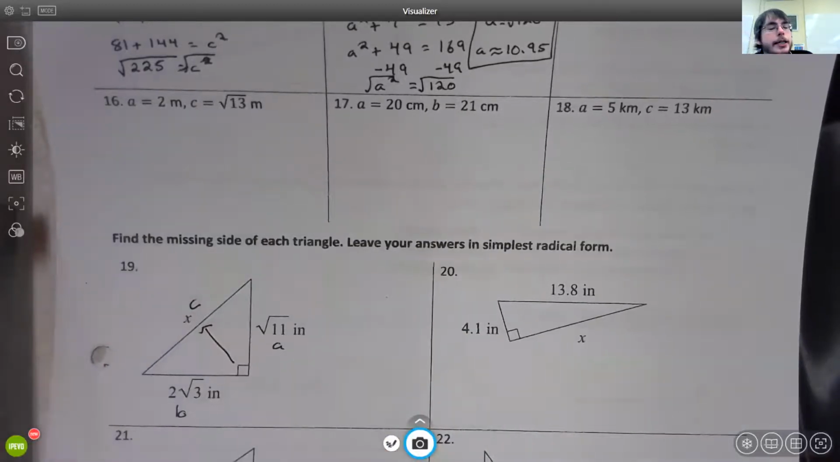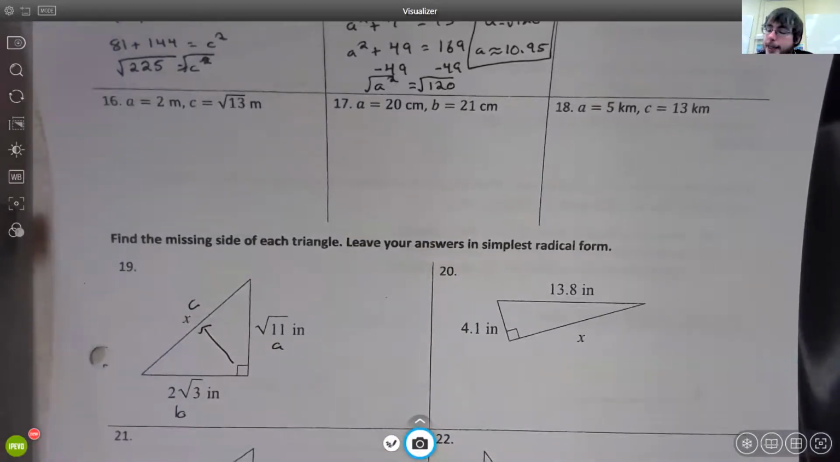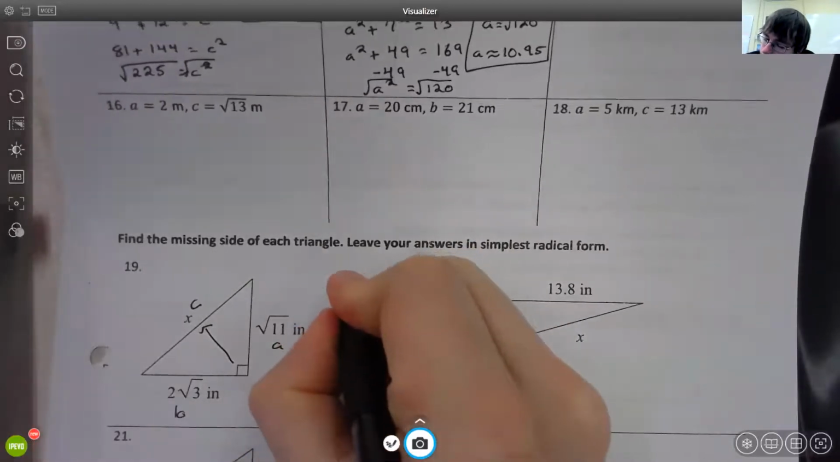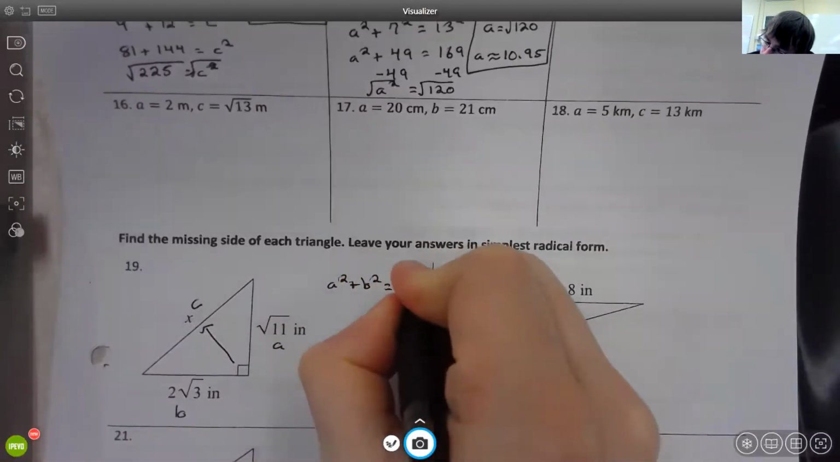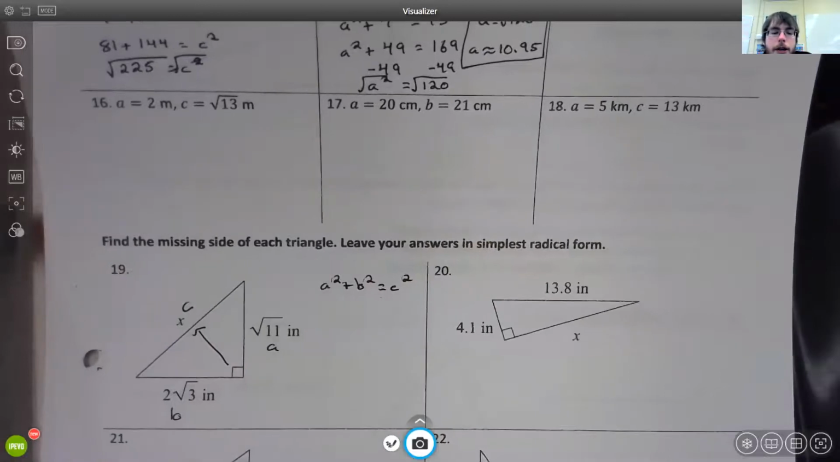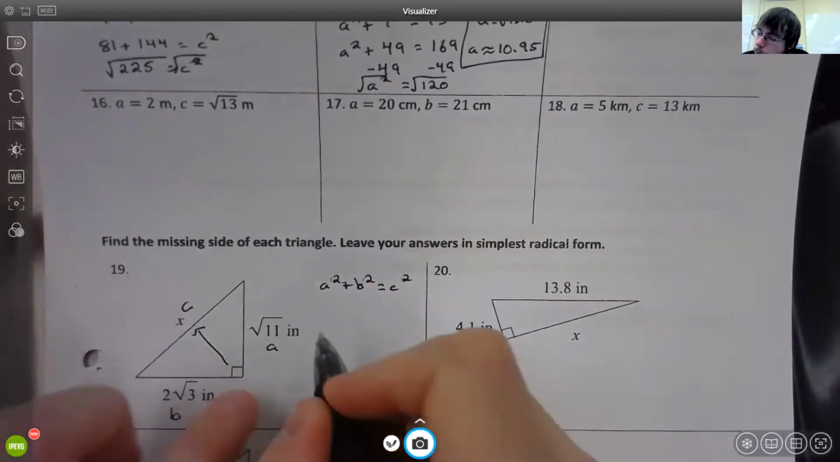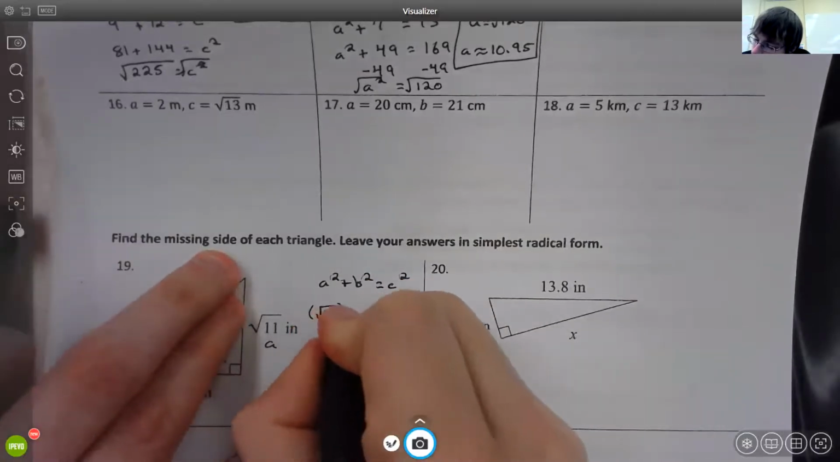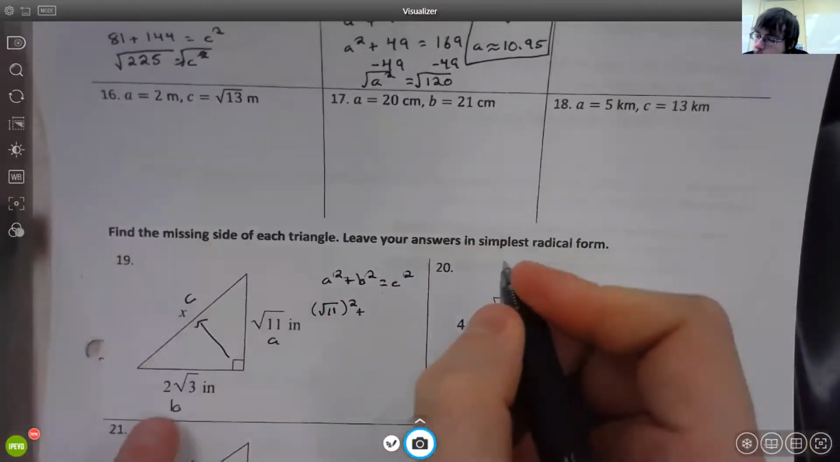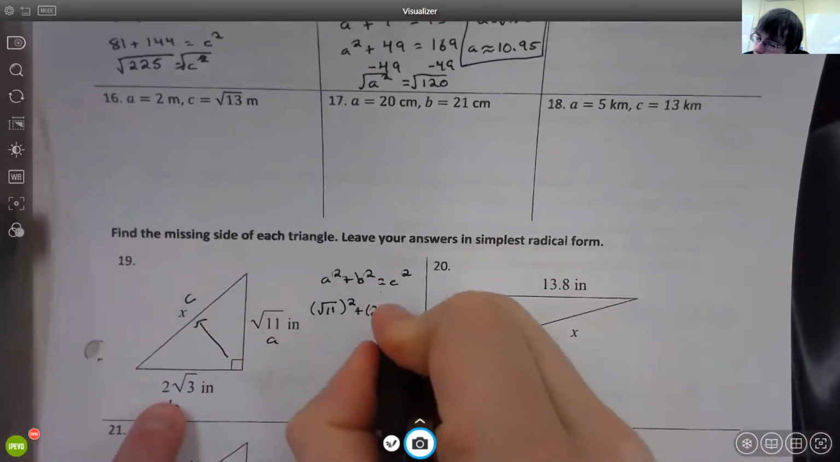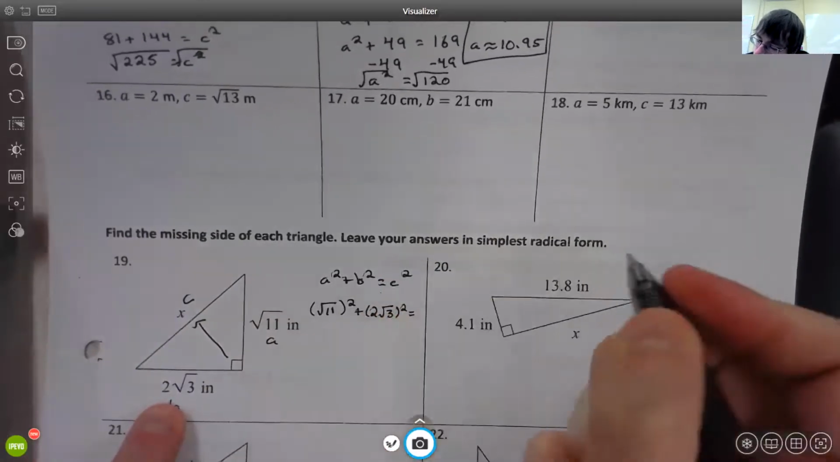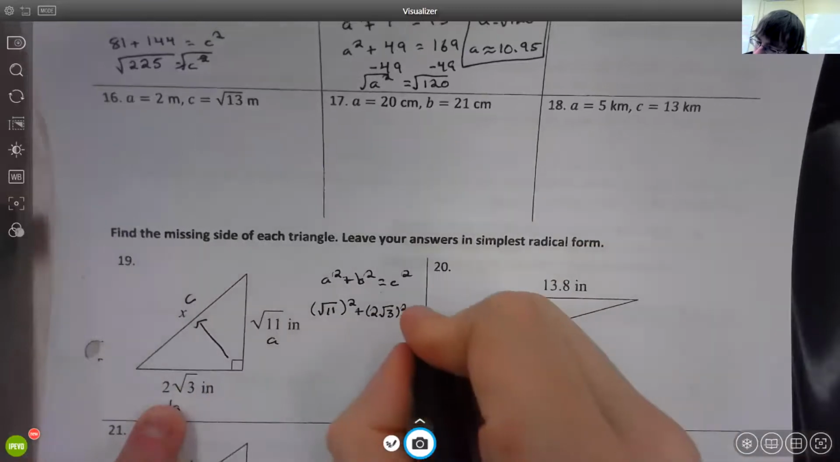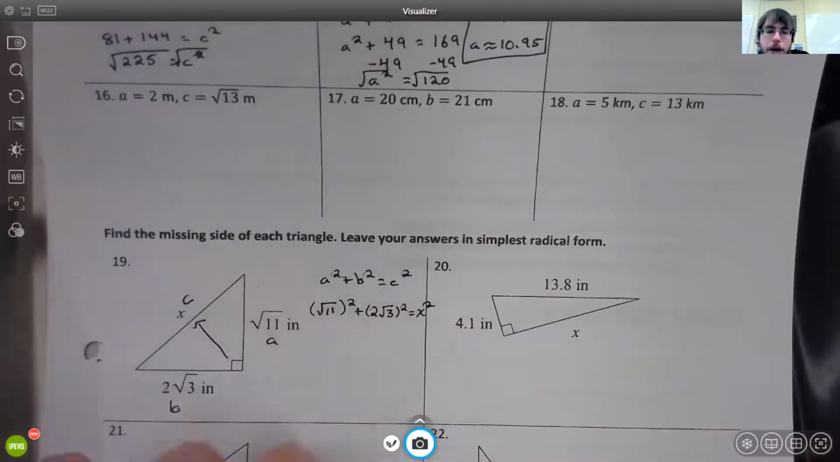Same thing, we know it's a right triangle, so we know it has to satisfy a squared plus b squared equals c squared. A is root 11. Well, since we have a radical, we're going to put that in parentheses. Then here we have 2 root 3 squared equals, and then c is x, so equals x squared.